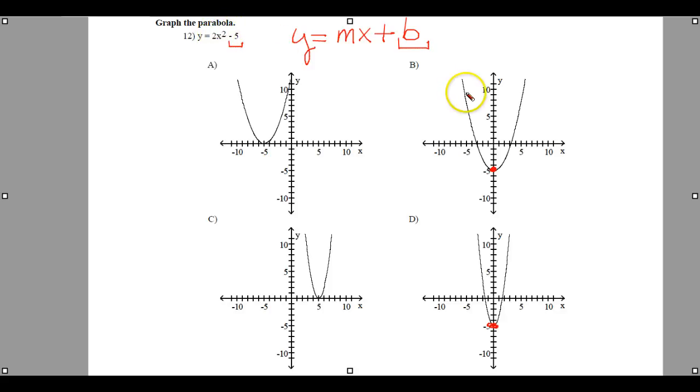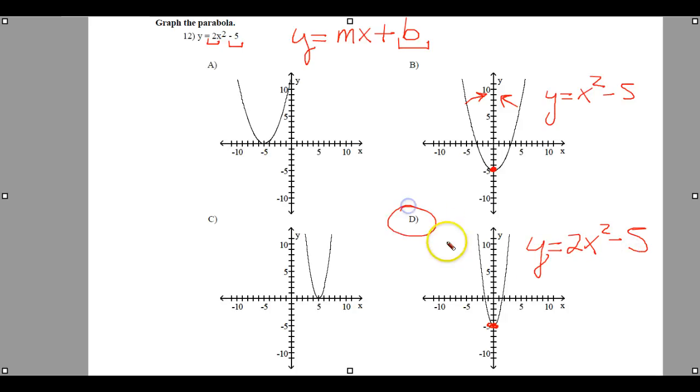Now 2x squared, does that look like this one, or does it look like letter D? What did we say happens as we put numbers like 2 and 3? And the answer is we said it got closer to the y-axis. So this one happens to be y equals x squared minus 5. This one is y equals 2x squared minus 5.